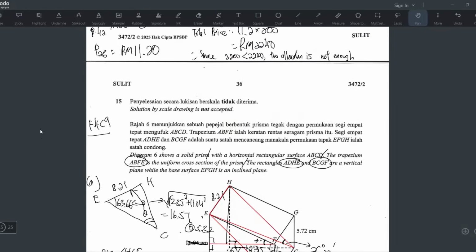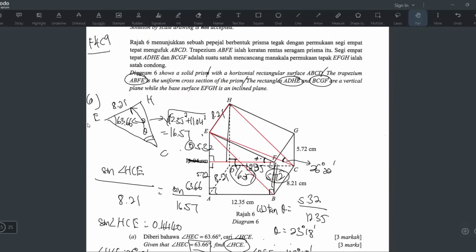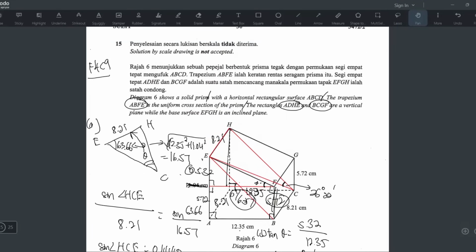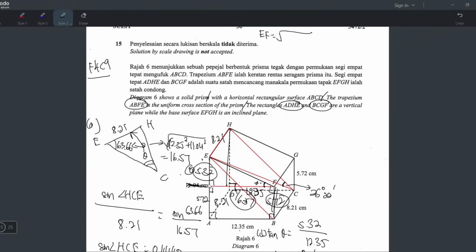So I need space. Oh my god, there's no space here. Okay, I'll just do it up here. So I find my EF now. So my EF will be square root. Same thing, use this right angle. This is one of the sides, and then this side will be 12.35. So to get the hypotenuse, it will be 5.32 square plus 12.35 square, because I'm trying to find EF. So take this square plus this square.